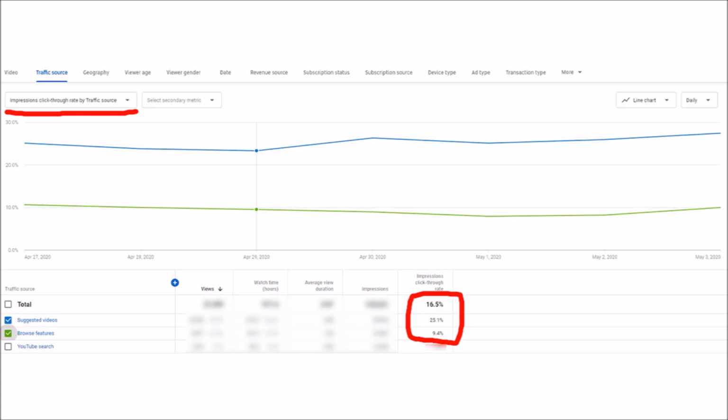You understand? So at least when you're looking at the CTR, look at the traffic sources, and you should really only judge based on the suggested CTR and browse feature CTR.